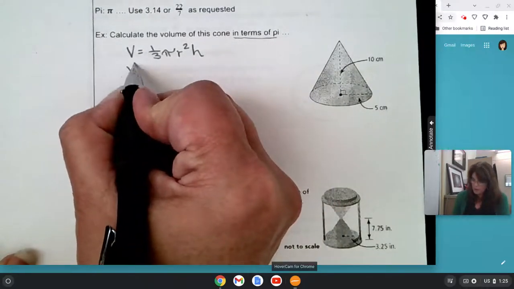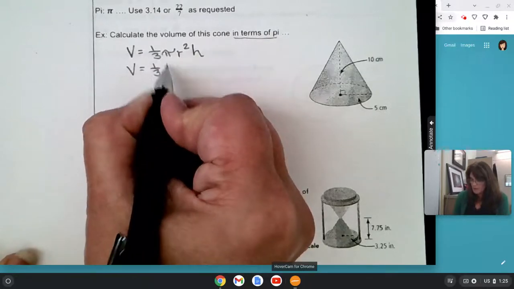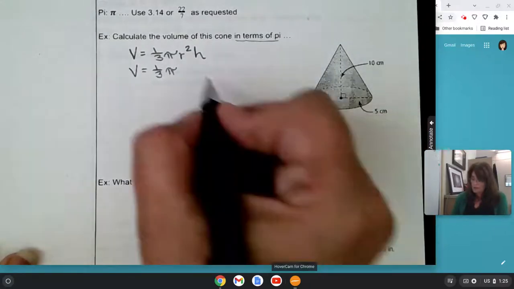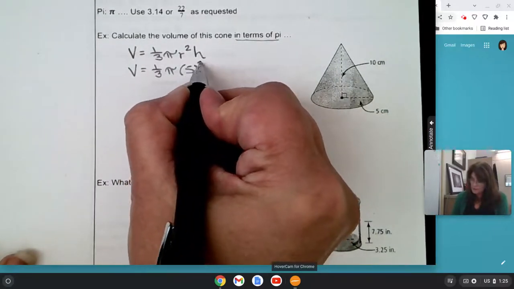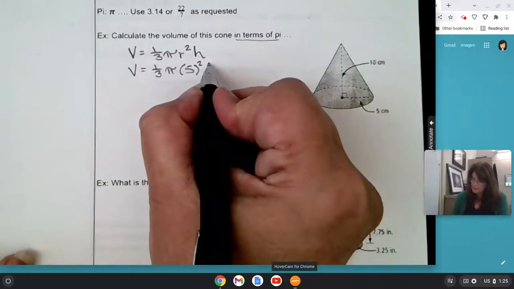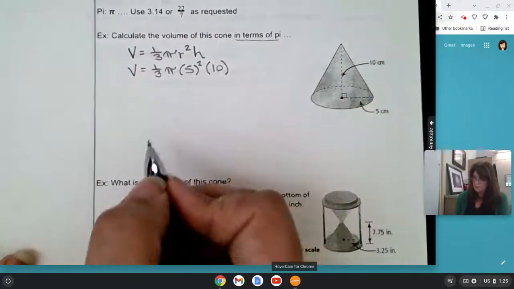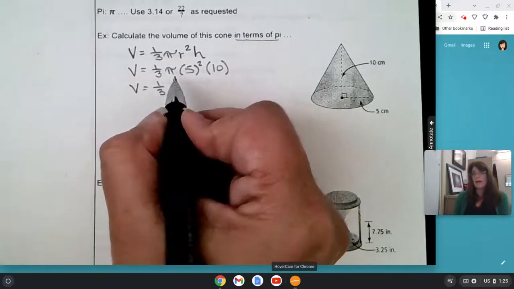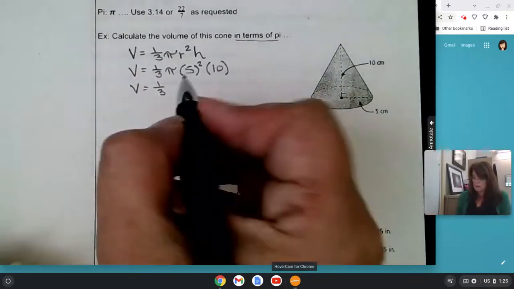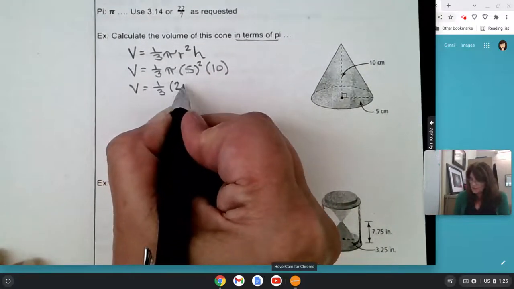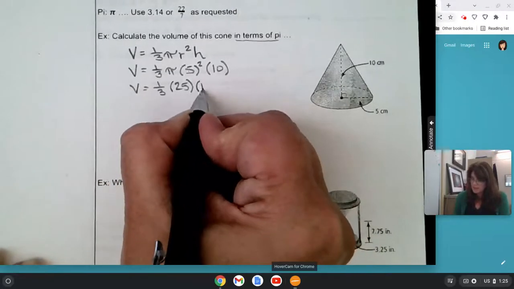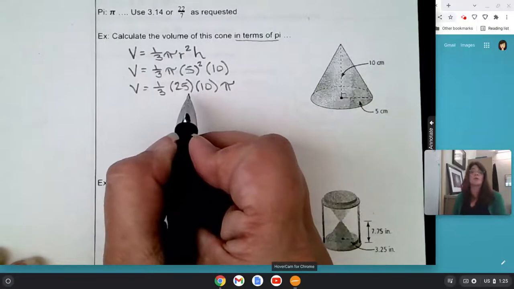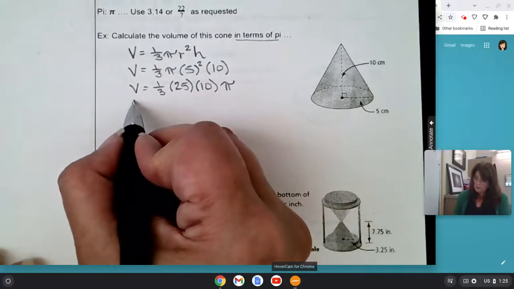Okay. Let's evaluate it. Volume equals 1/3. Remember, we're doing in terms of pi, so we're going to leave that alone. The radius is 5 right here. And the height is 10. Nice round numbers. Volume equals 1/3. And now I'm going to rearrange. I'm going to put pi at the end. 5 times 5 is 25. 10 is still 10. And notice I put the pi over here just so I could work with my numbers more easily. Okay.